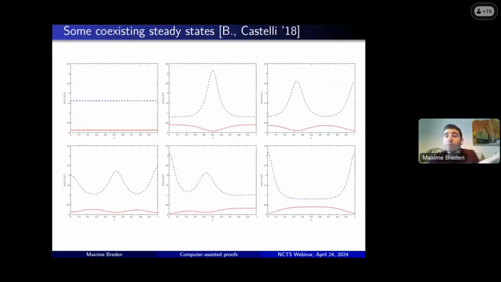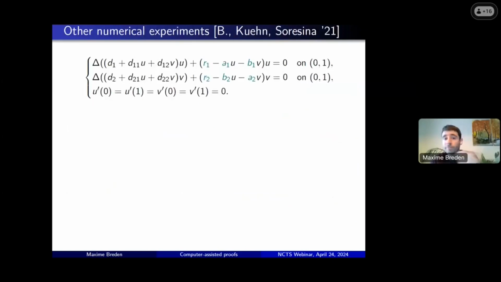But numerically, of course, you can look at the solutions. And here are examples. In blue, you have the concentration of U, in red, the concentration of V. And indeed, you see this kind of spatial segregation. Weakly, so not in the sense that the supports are disjoint, but still when you have a lot of U, you have fewer V and vice versa. But how do you prove by hand? All these solutions are for one set of parameter values. So how do you prove all of them exist? Not easy.